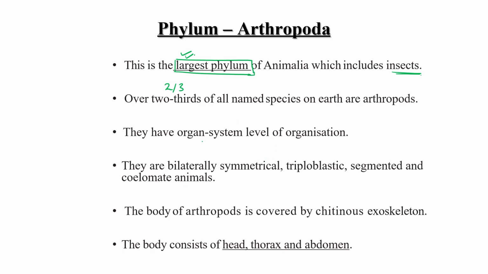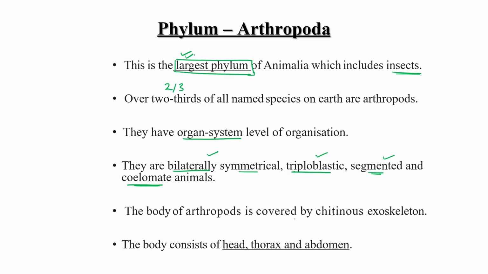They have organ system level organization. They are bilaterally symmetrical, triploblastic in nature, segmented, and coelomates. True coelom, from Annelida onwards, true coelom. Bilateral symmetry, triploblastic, all three germ layers are there. Segmented and coelomate animals.